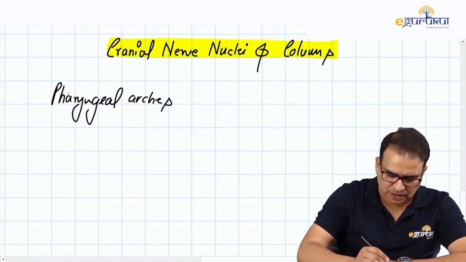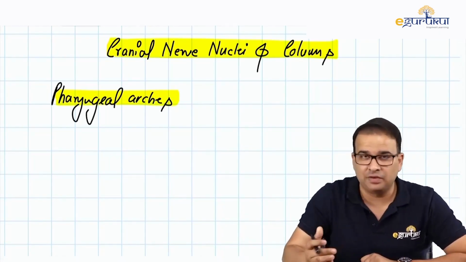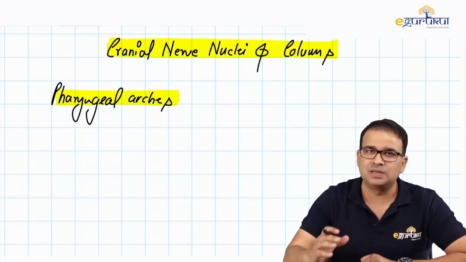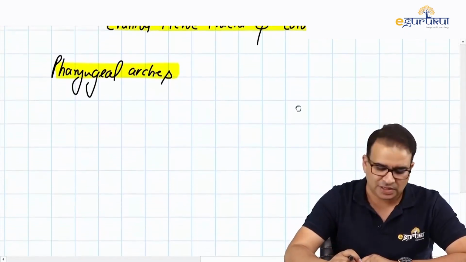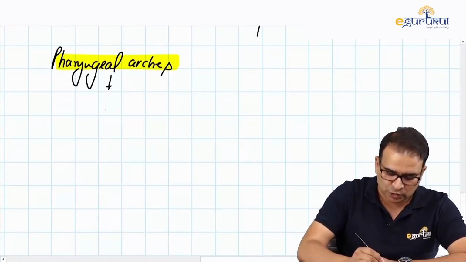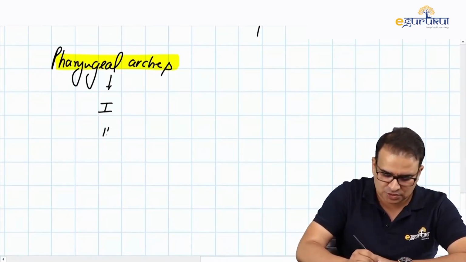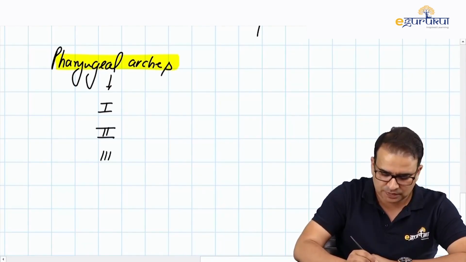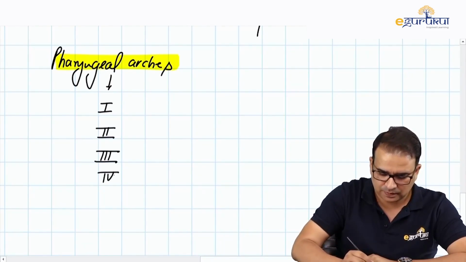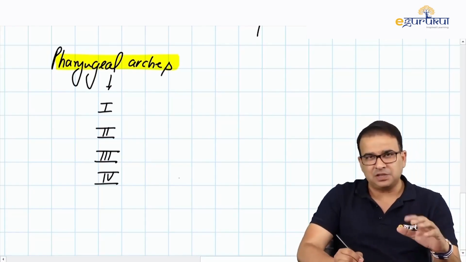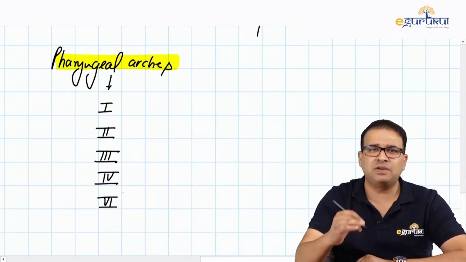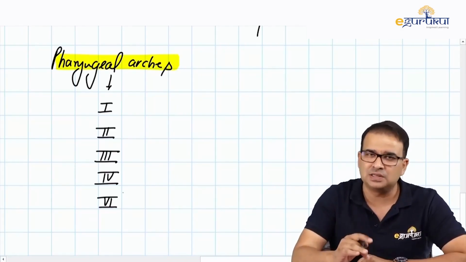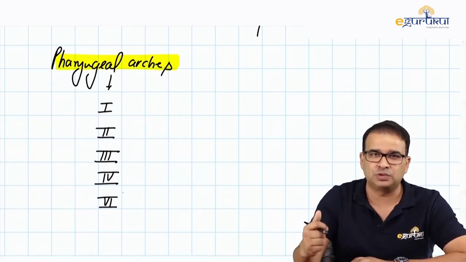pharyngeal arches. Now don't be surprised that I'm starting with the pharyngeal arches, though our topic is cranial nerve nuclei. As I said, first we need to understand the need for having three efferent columns. Now, how many pharyngeal arches do we have? I'm sure you all know that we have the first pharyngeal arch, a second arch, third, fourth arch, the fifth arch disappears, and then we have the sixth pharyngeal arch. So there was a time when the fifth arch was also there, but later on it disappears. So we have five pharyngeal arches: 1, 2, 3, 4, and 6.